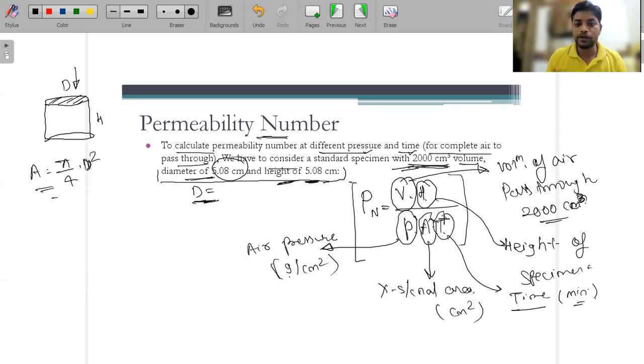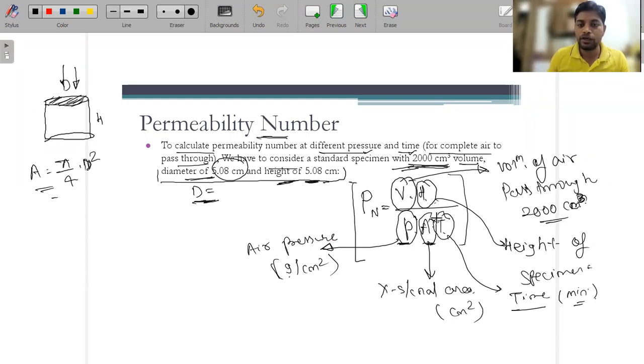Now here v is basically the volume and h is the height. V is the volume of the air that is passed through the specimen that we are using. h is the height of the specimen, p is the air pressure that we are using in that container, A is the cross sectional area of the specimen that we are considering, because the load we are applying is in this direction. T is the time to pass the air.